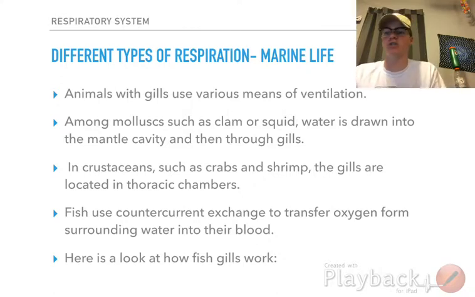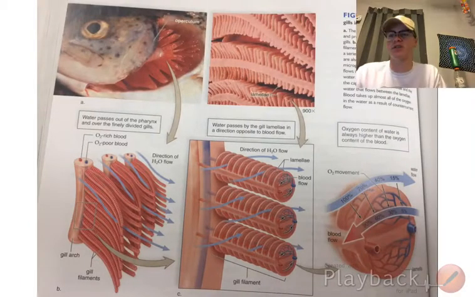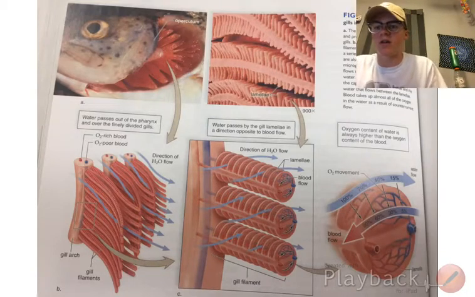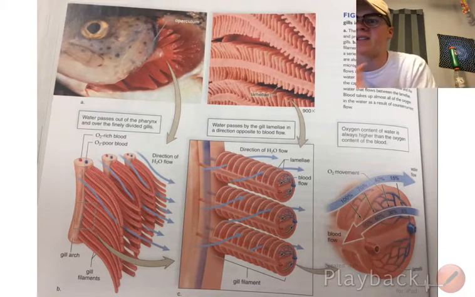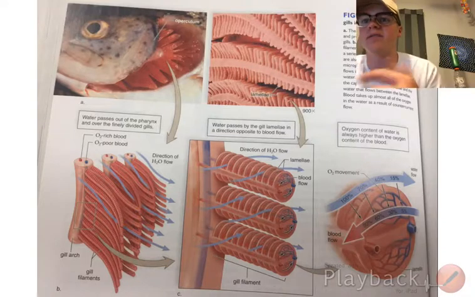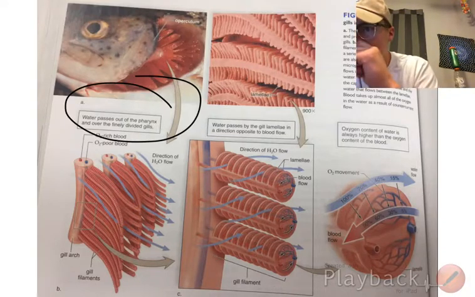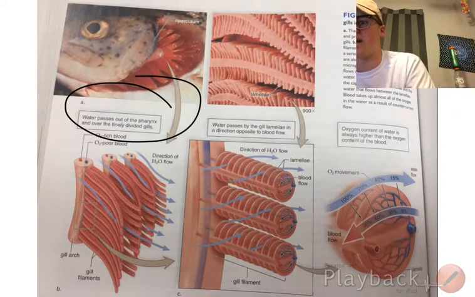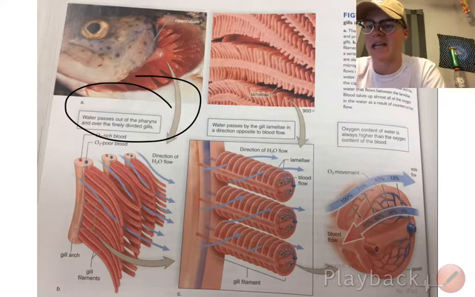Here's a look at how fish gills work. Fun fact for you, whales aren't fish. Alright, so here's a picture of fish gills. Right here on the left, first thing, water passes out of the pharynx and over the finely divided gills right here. And you can see the direction of the water flow. It's coming through these finely divided gills.